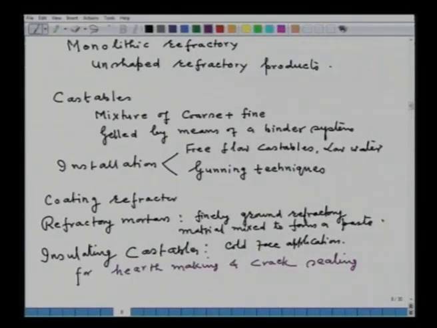Now, these are the two types of refractory which are being used. One is the shaped one, whose manufacturing I have described, and another is the unshaped refractory. Unshaped refractories have become very common because they can be installed in situ, and whatever shape is required can be obtained at the location. Brick laying and all these things are not required when you go for the monolithic refractory lining.